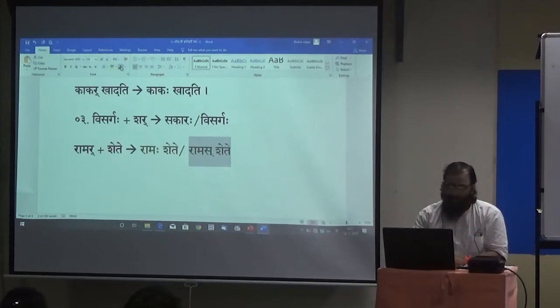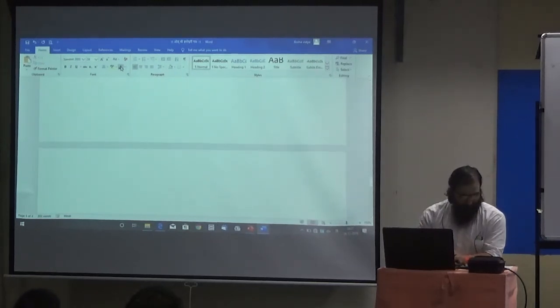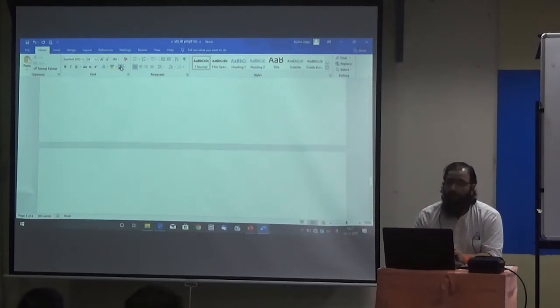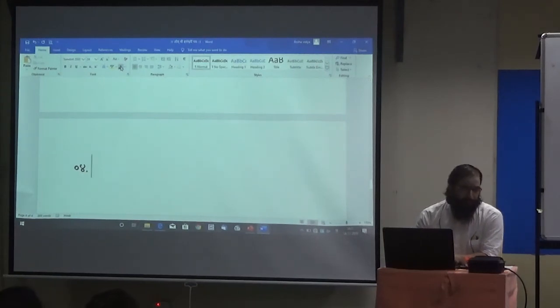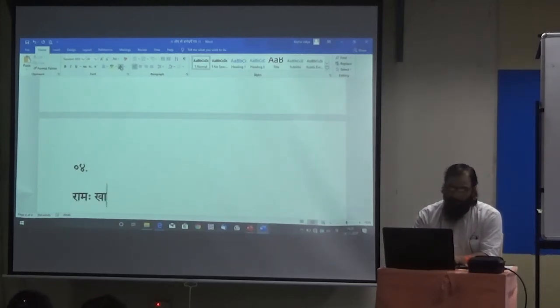Clear? Okay. One more rule I will say, then we will stop. I said Khar letter, right? One simple rule, okay. Don't look at the clock. I said when followed by Khar letter. I give you an example: Ramaha Kadati. You know, in the place of Visarga, what was the beginning? Ramas. Then Ramas becomes Ramar. Then Ramar becomes Ramaha.